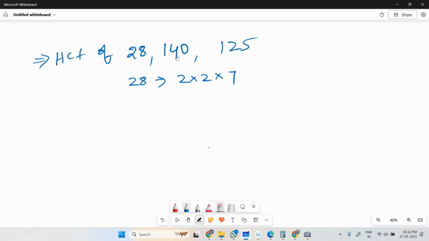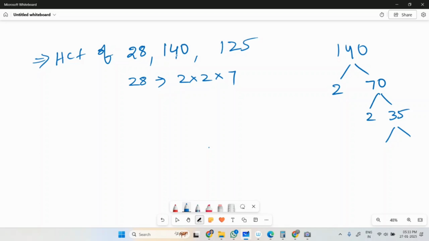Now 140 prime factors. Let's see, what are they? 2 times 70, 2 times 35. Now 35 is not divisible by 2. So is it divisible by 3? Let's see. Using the divisibility rules, 3 plus 5 is 8, which is not divisible by 3.